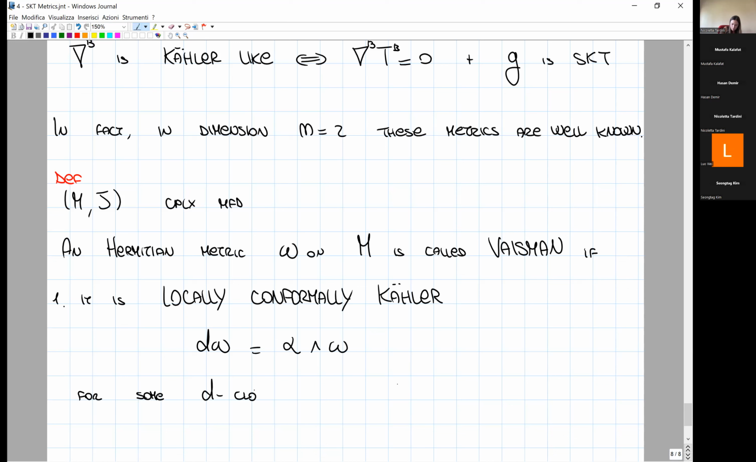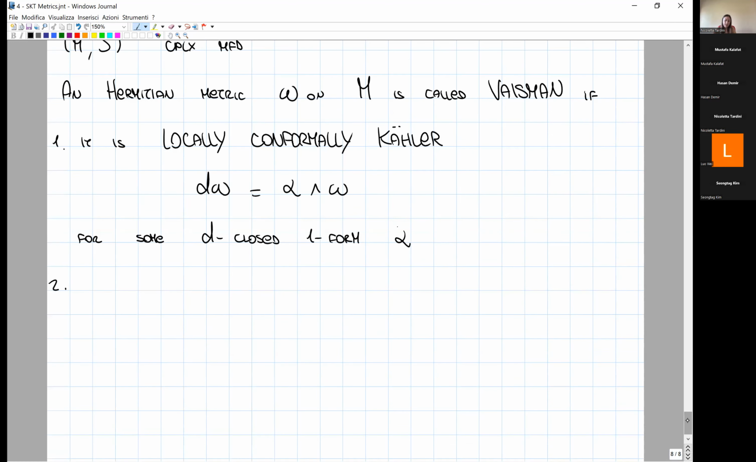d-closed 1-form alpha. And the second condition for being Vaisman is that alpha is not just d-closed, but in fact is parallel with respect to the Levi-Civita connection. So these are Vaisman manifolds metrics. They are locally conformally Kähler, and this alpha is parallel with respect to the Levi-Civita connection.